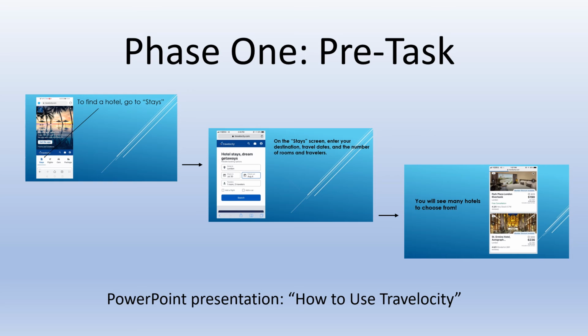During the pre-task phase, students are shown a PowerPoint presentation on an overhead screen that briefly describes how to use Travelocity. They are asked to find it on their phone and navigate through some of the basic features, step by step. The teacher can answer any questions they might have about its functionality.